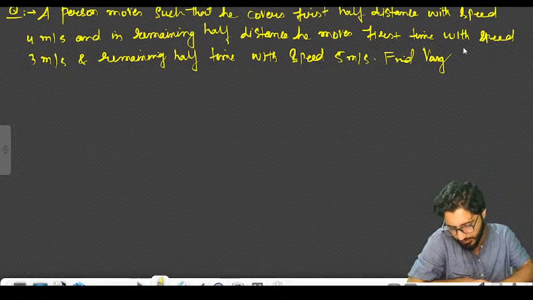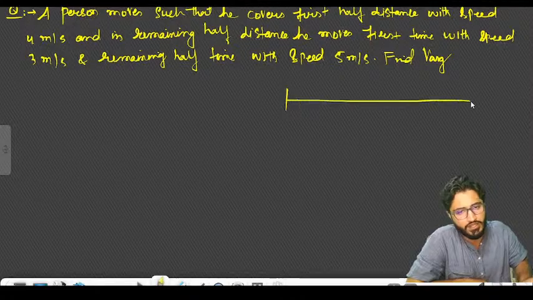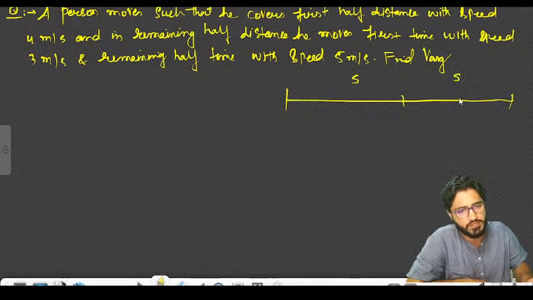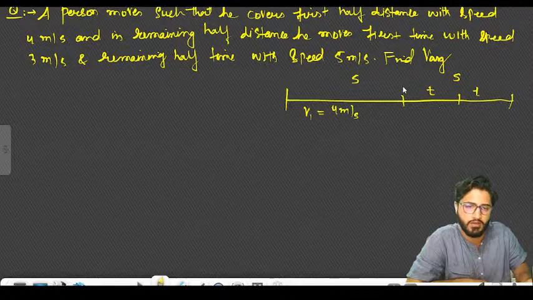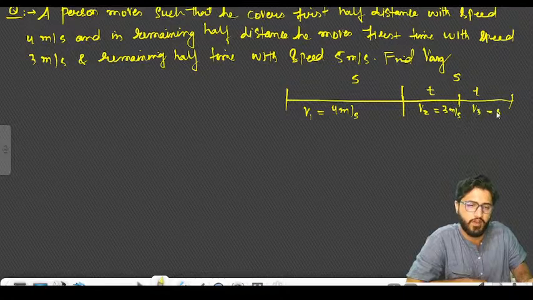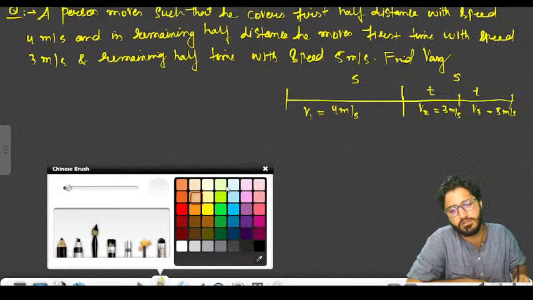Now this one is a little bit complicated. You know why? Because if the path is given as S, this half is S, and the other half is S. Now this half S is divided into two parts, T and T. Here V1 is given as 4 meter per second, V2 is 3 meter per second, and V3 is 5 meter per second. How to apply the formula now? It is very simple and very easy as well.